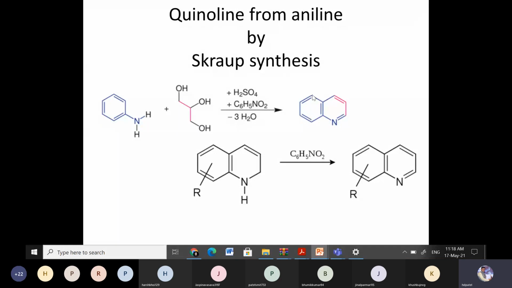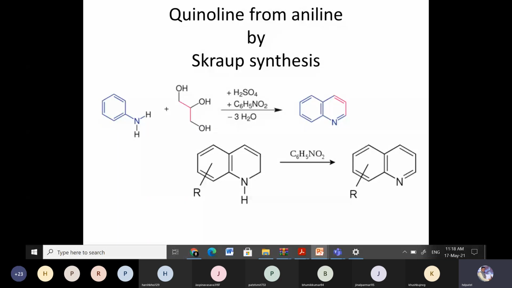So if you are having HR NMR, that is called high resolution NMR spectroscopy, or FTNMR, then only you will get the differentiation. Otherwise it may not be possible by the normal NMR spectroscopy, that is below 400 megahertz. Here I am having the NMR spectra and IR spectra from the spectral database.